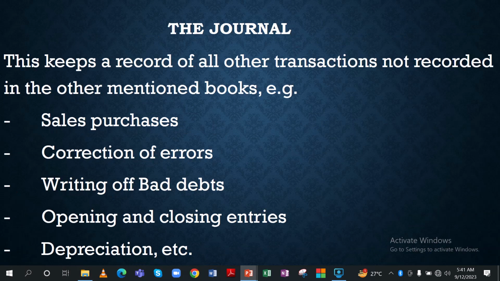Let's talk about the journal. This is a record of all other transactions not recorded in the other mentioned books of original entry. That is, sales, purchases, correction of errors, writing off of bad debts, opening and closing entries, including depreciation, are some of the things that you are going to find in the journal.